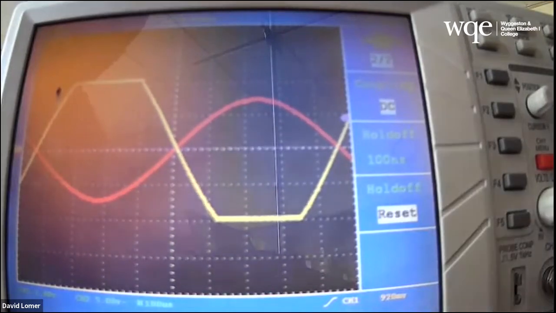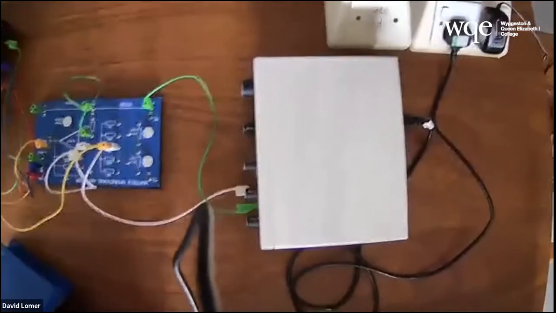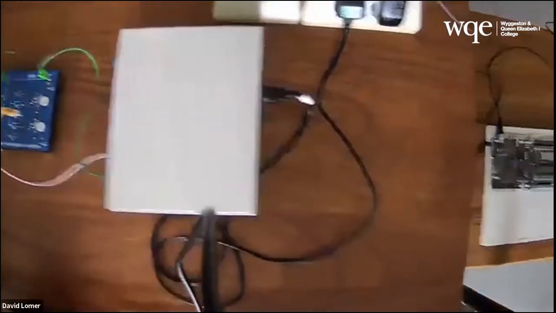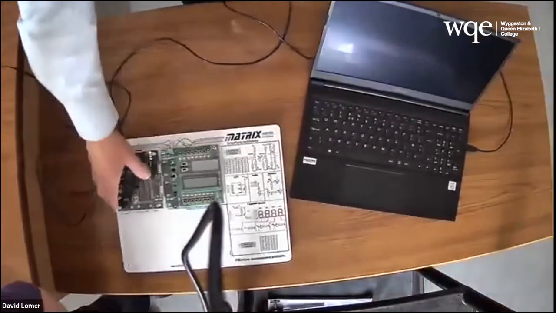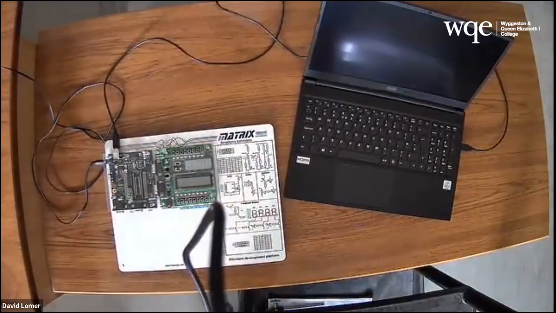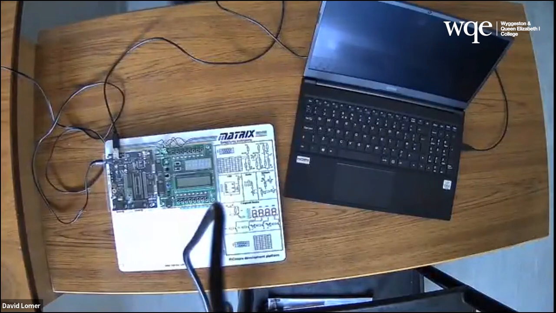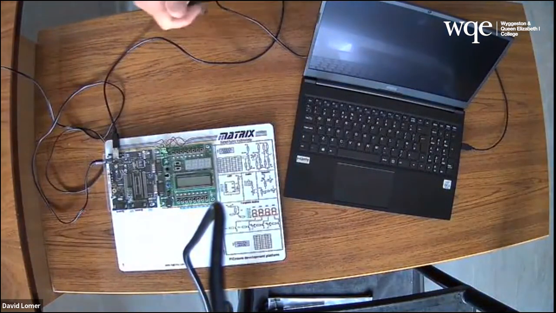So that gives you an idea of some of the analog work we do. There's one other piece of apparatus I want to show you, and then I'll give you a summary about what we're doing, what you'll be doing, and give you a chance to ask any questions. So what we've got here is another piece of kit that we use to program a microcontroller. We'll just put some lights on so you can see better.